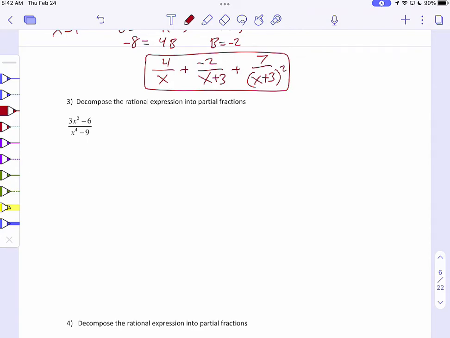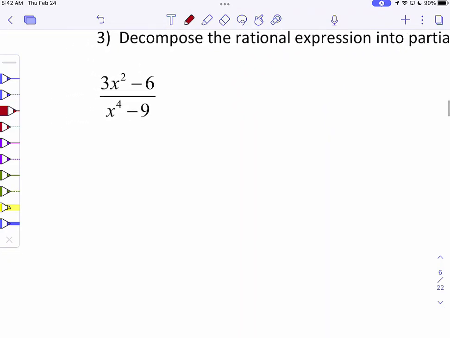And the factorization of the bottom on this one is a little bit challenging. This one is difference of squares. It's a perfect square. Any even power is a perfect square. Minus a perfect square, right? 9 is a perfect square. 3 times 3 is 9. So I would say, okay, this factors into x squared plus 3 and x squared minus 3. I don't rewrite the entire problem here, but that's my two factors.